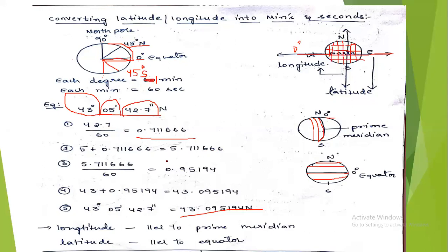5.711666 minutes. Again, divide this 5.711666 by 60, you will get 0.0951944. So add this to 43 degrees. So 43 plus 0.095194 gives 43.095194. So finally, this 43 degrees, 5 minutes, 42.7 seconds can be written as just degrees: 43.09 north.